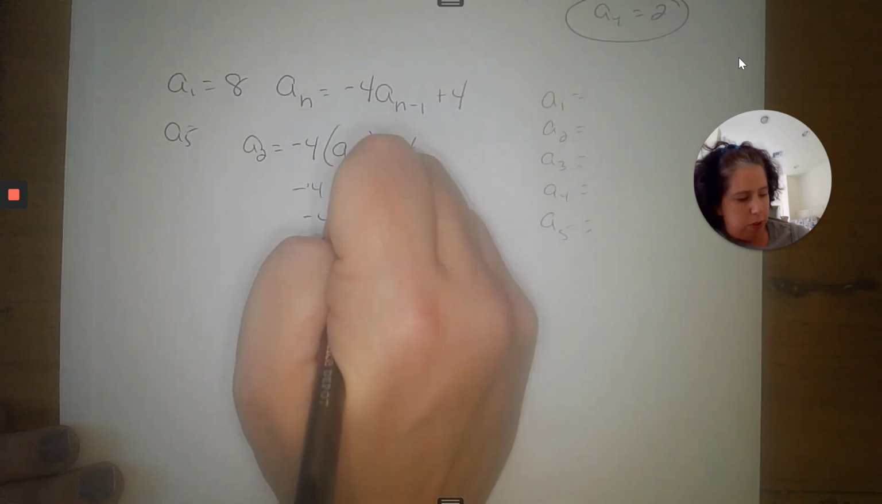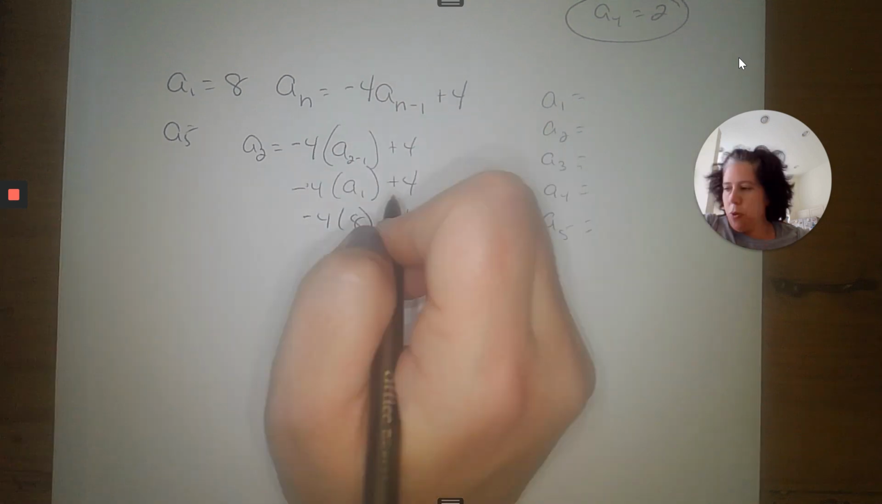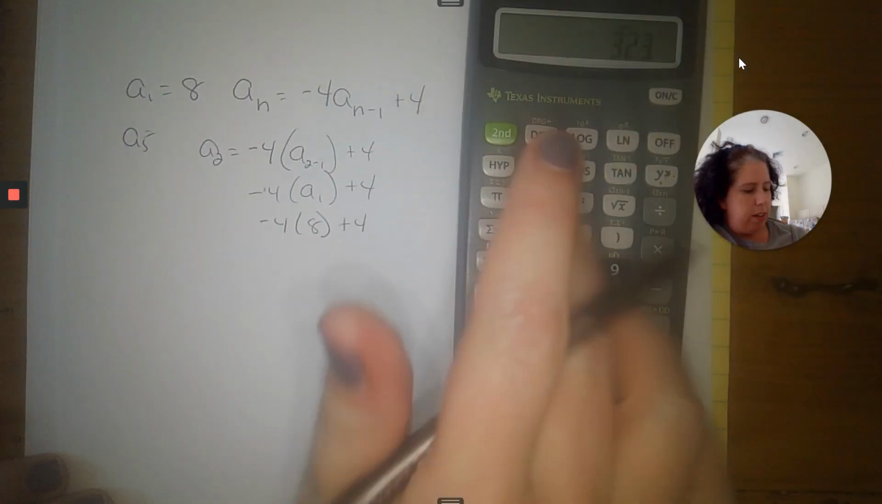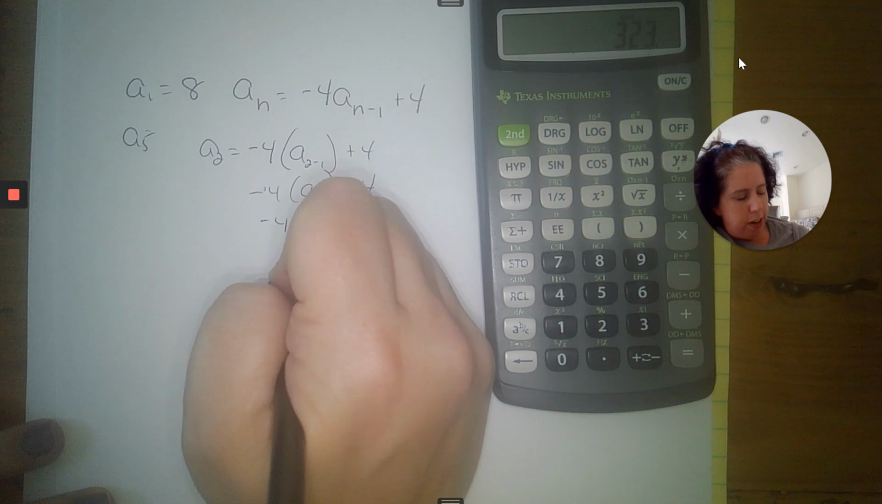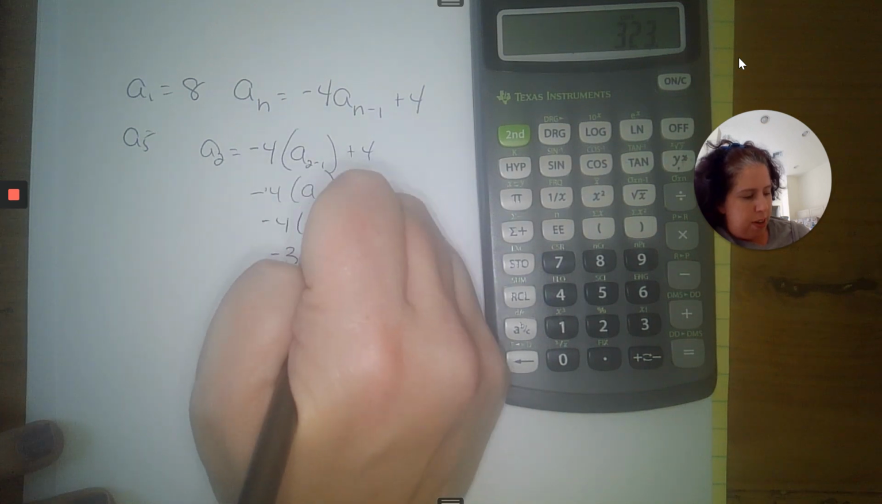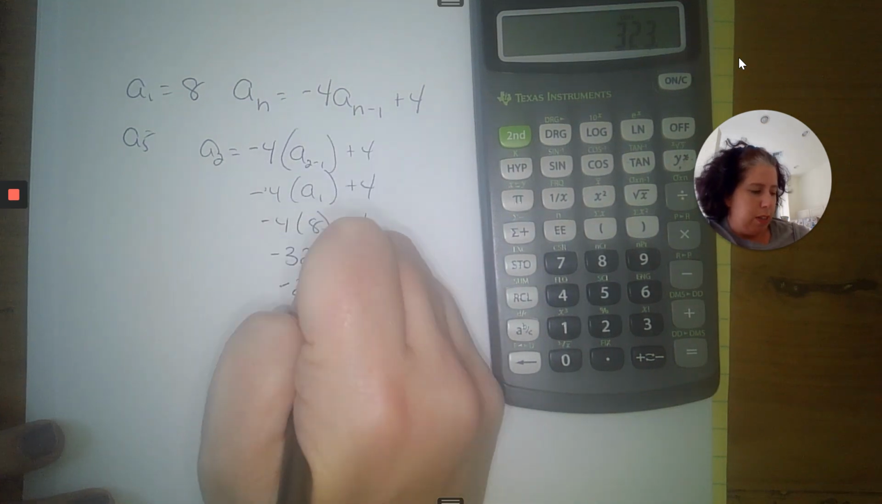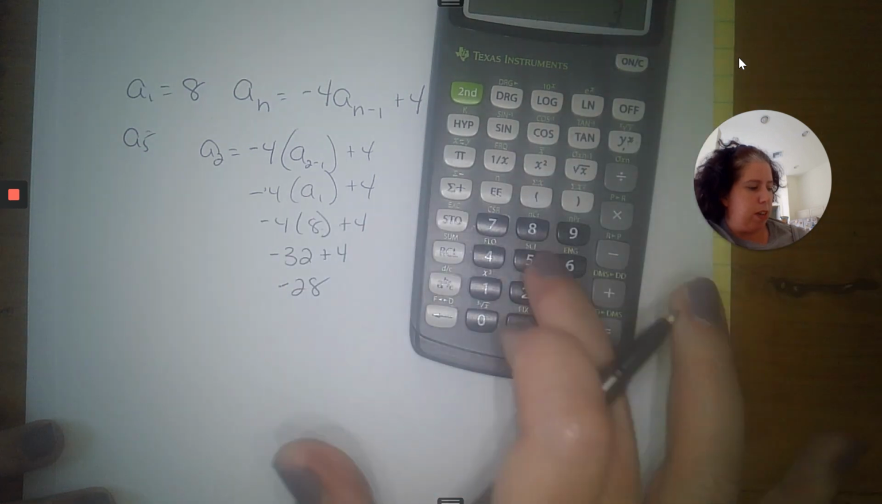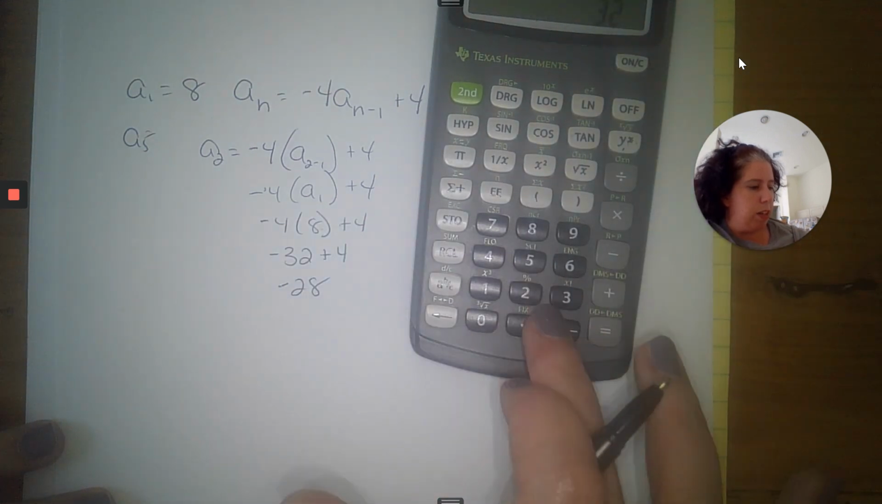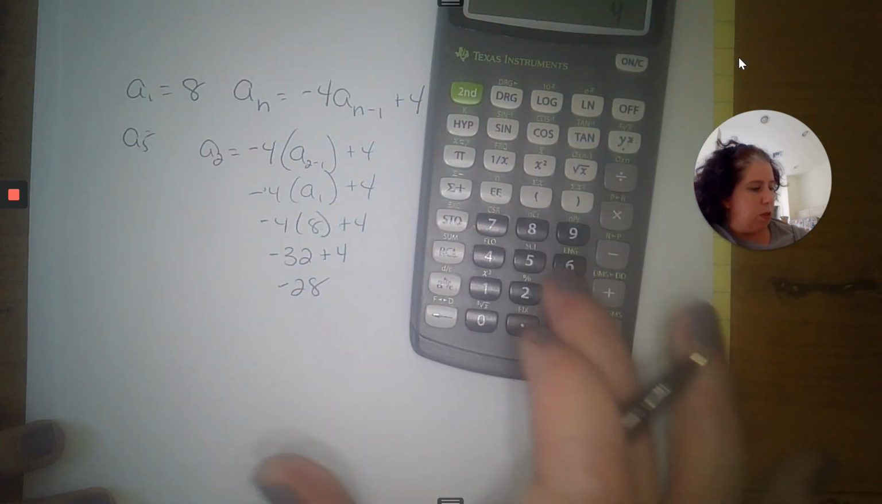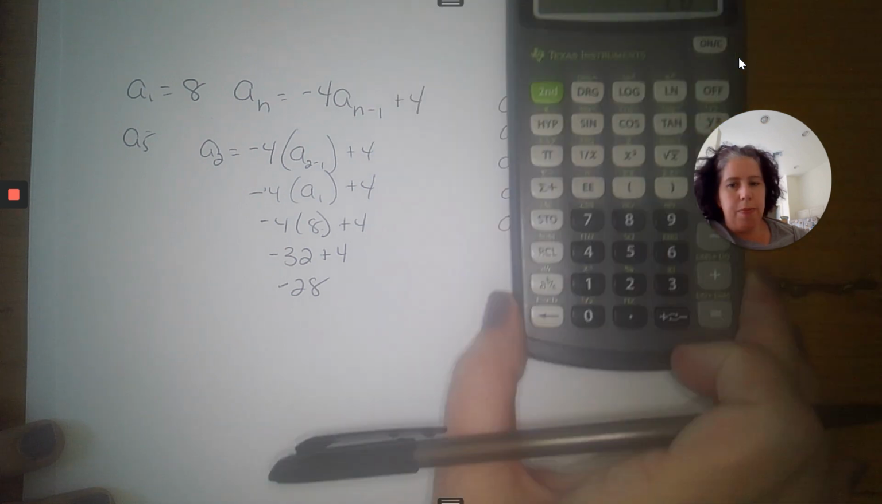So negative 4 times 8 plus 4. We're going to be lazy and use our calculator. Now we should be able to do this. Negative 4 times 8 is negative 32. Negative 32 plus 4 is negative 28. Now, my brain is kind of fried right now, so let's just make sure. Negative 32 plus 4 is negative 28, right? Okay, so that's A2.